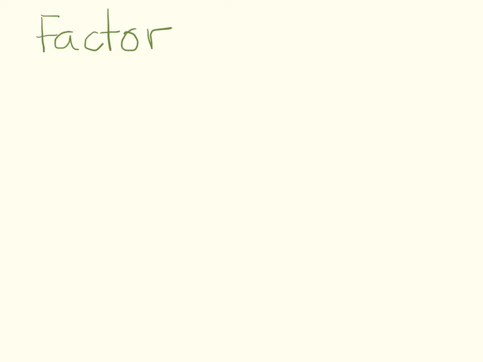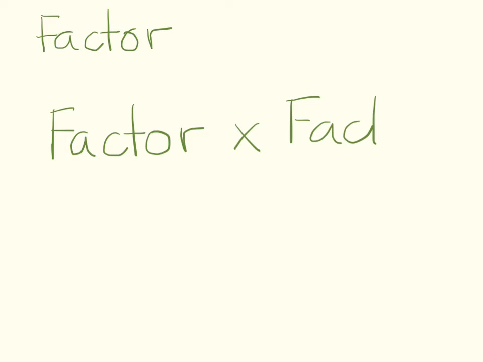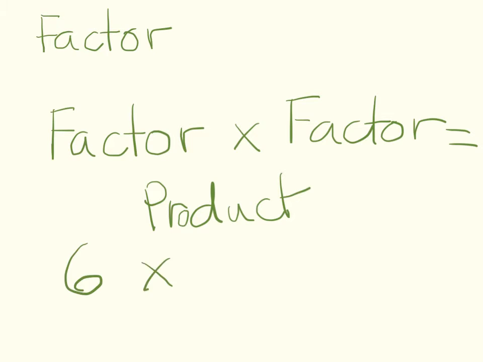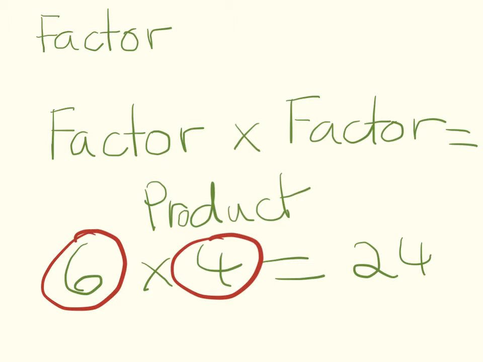A factor in maths is where you multiply by another factor to get a product. For example, if we had the problem 6 times 4 equals 24, then the 6 and the 4 are the factors. It's important to know that if you multiply this number by another factor, you get the product. So we're going to look at how to find the factors, and also the primes, in the next part.